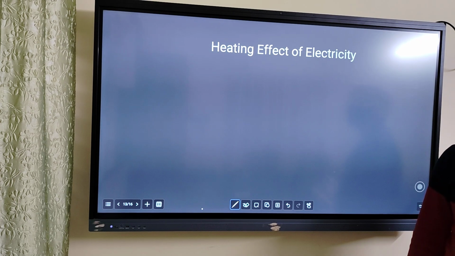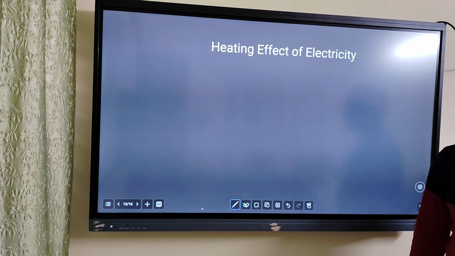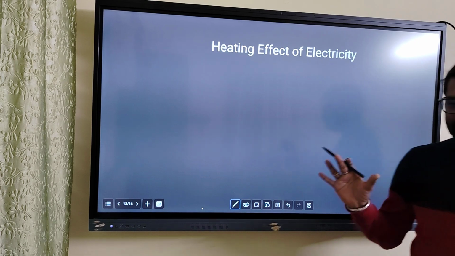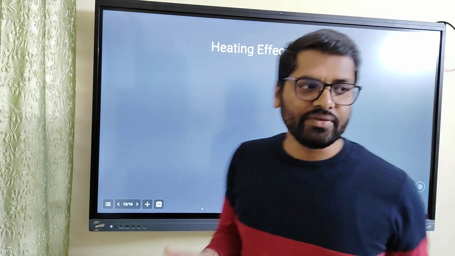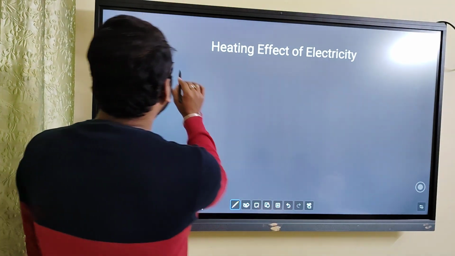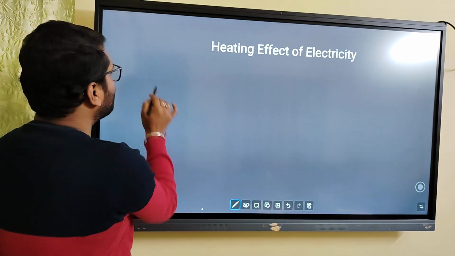In the last video we saw about resistors. Today we will see the heating effect of electricity. Electricity is a form of energy, right? And what is electricity? When current flows, the charge will flow. That is only electricity.